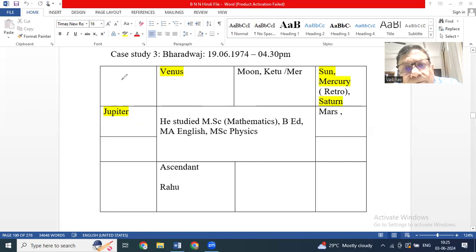If we take the 10th Lord, the 10th Lord is posited in the 9th house. He is my friend actually. Who is the 10th Lord? Jupiter. Jupiter is a teaching planet. He is a teacher. 10th Lord, Jupiter.